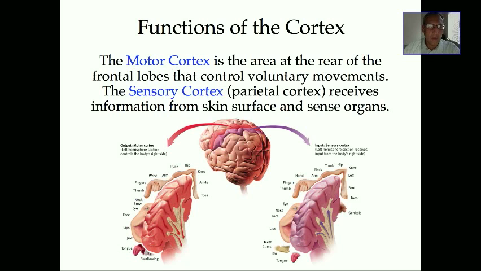Now, what do these areas do? There are also some more specialized cortexes that reside in those four major areas. The first one to talk about is the motor cortex, which is at the very back of the frontal lobe. It's the last section of the back of the frontal lobe on each side. And then at the very front of the parietal lobe is the sensory cortex, which helps to some degree understand some of the major functions of those lobes.